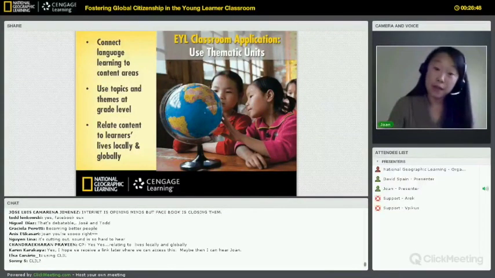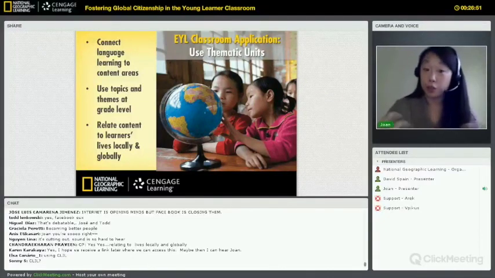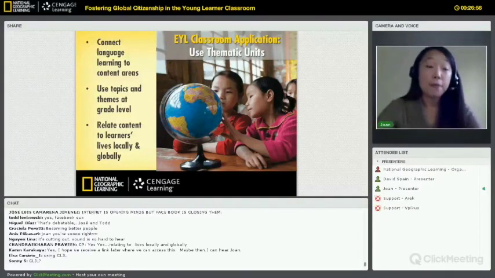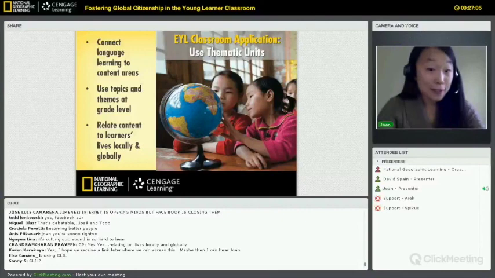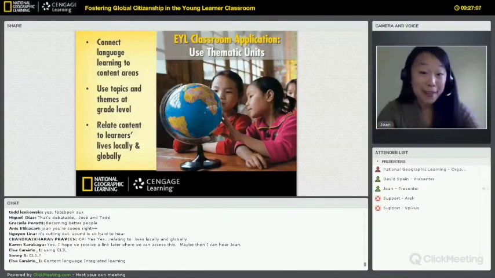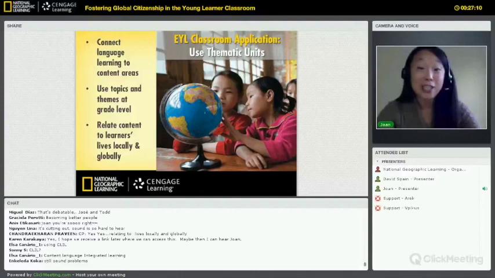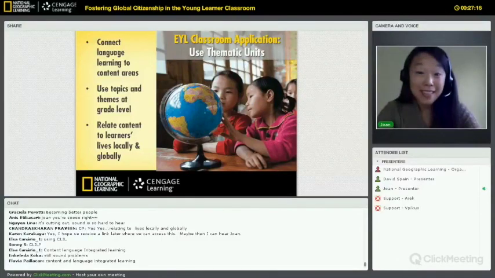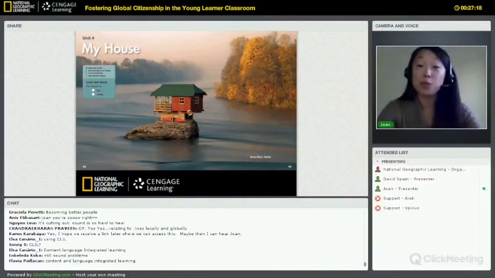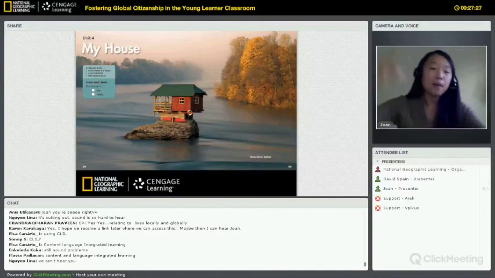Locally, so it's more meaningful to them in their daily lives, but then also globally so that you're building these citizenship skills. Now, the application you see on the top is, of course, use thematic units. If you're going to be teaching about these topics, then as you're teaching students English and their language skills, you can be doing so as you're teaching them this content and also getting them to express themselves around topics of global citizenship.